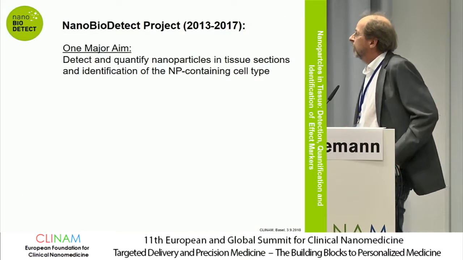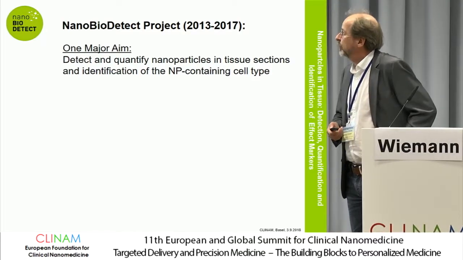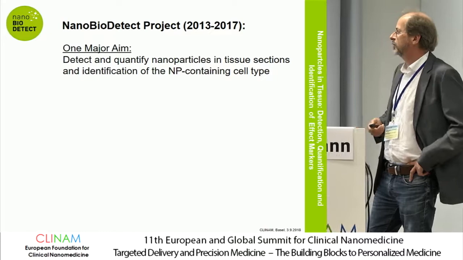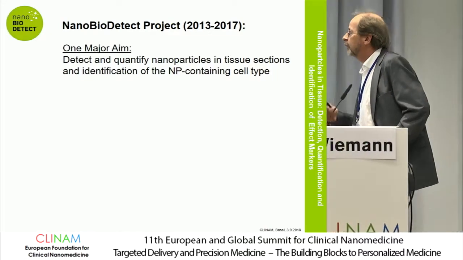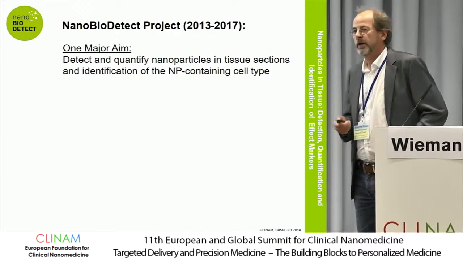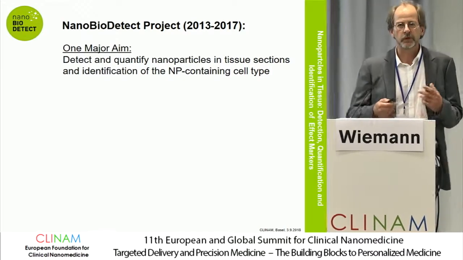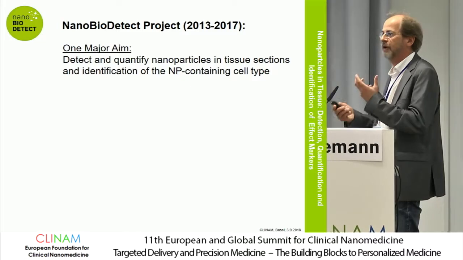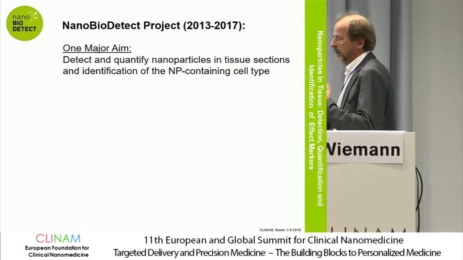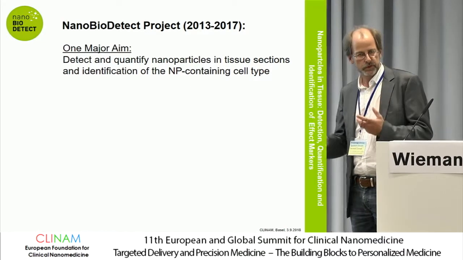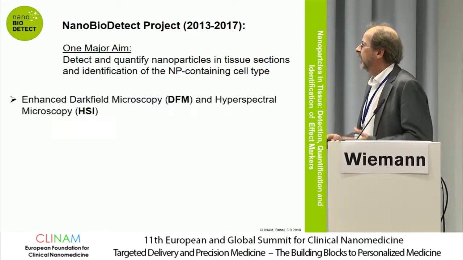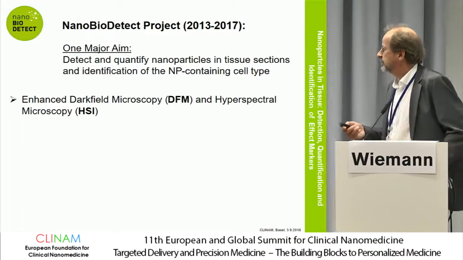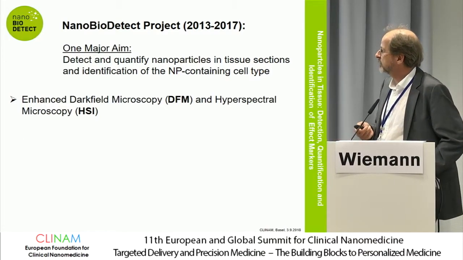To start with, the major aim of the NanoBio project was to detect and quantify nanoparticles in tissue sections and also to identify the nanoparticle-containing cell type, because we believe it's worthwhile to ask which cell contains how much nanoparticles, especially to construct new in vitro models. And on the way to achieve that, we used several more or less modern techniques.